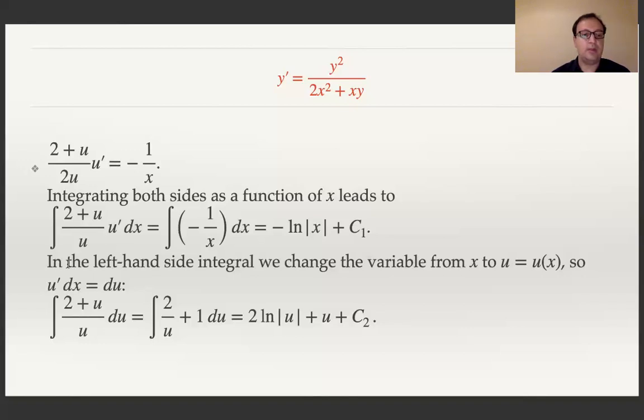And in the left-hand side integral, as usual, we make a change of variable from x to u, which is u of x. So let u be our new integration variable. And then u prime dx is the same as du. And the integral becomes the integral of (2 plus u) over 2u du, which is nothing but twice natural log of absolute value of u plus another constant. So twice natural log of absolute value of u plus u is going to be equal to minus natural log of absolute value of x plus the difference of the two constants.